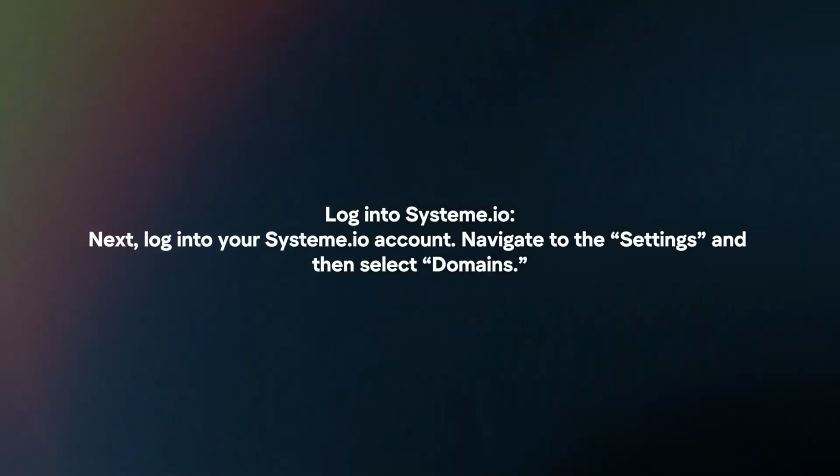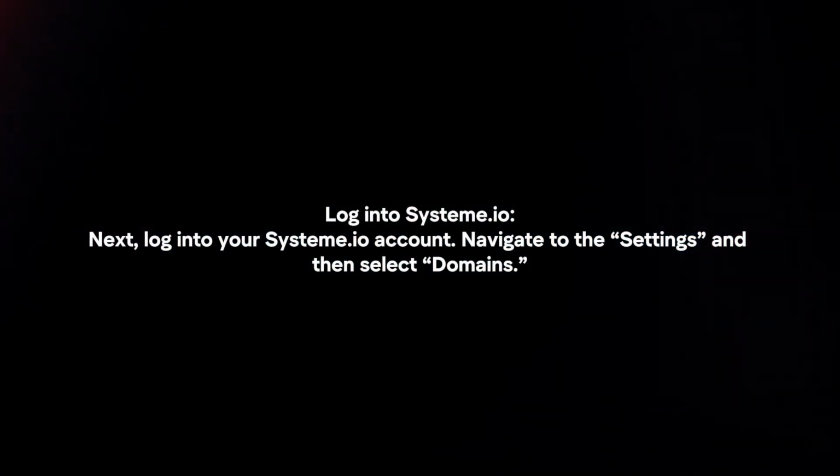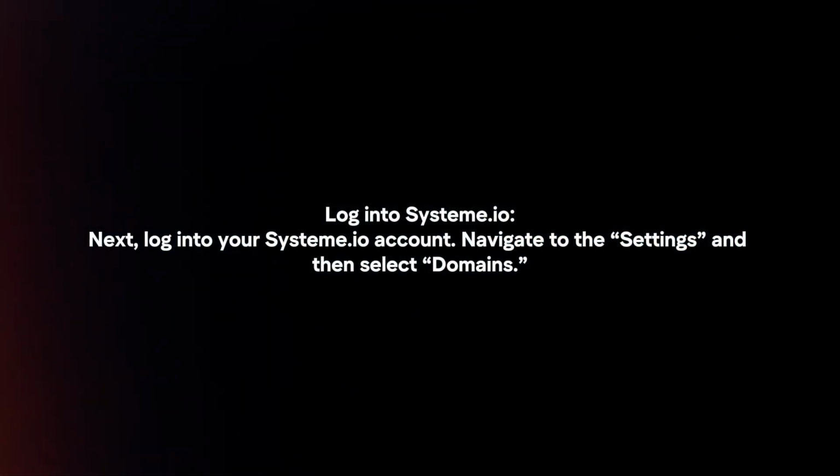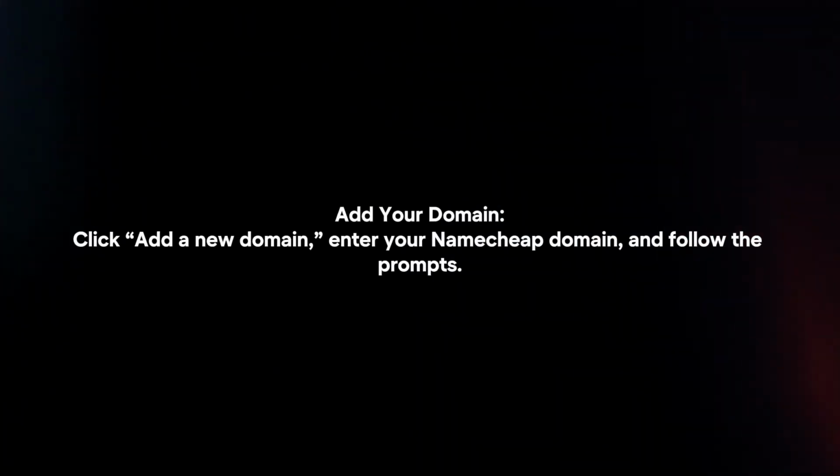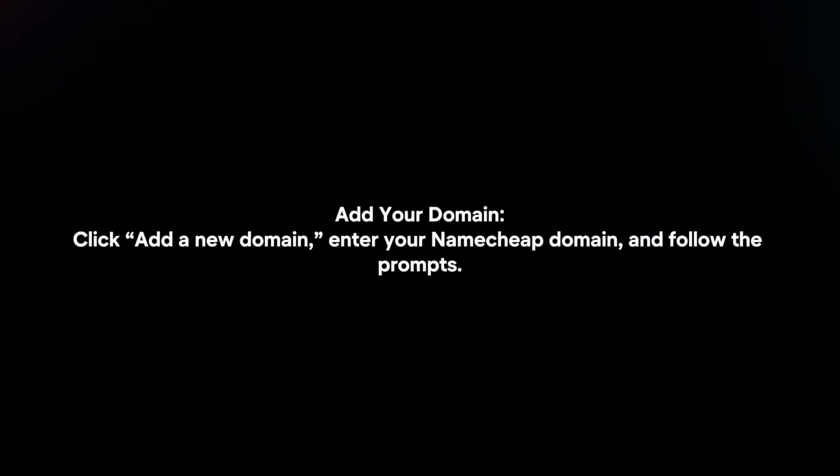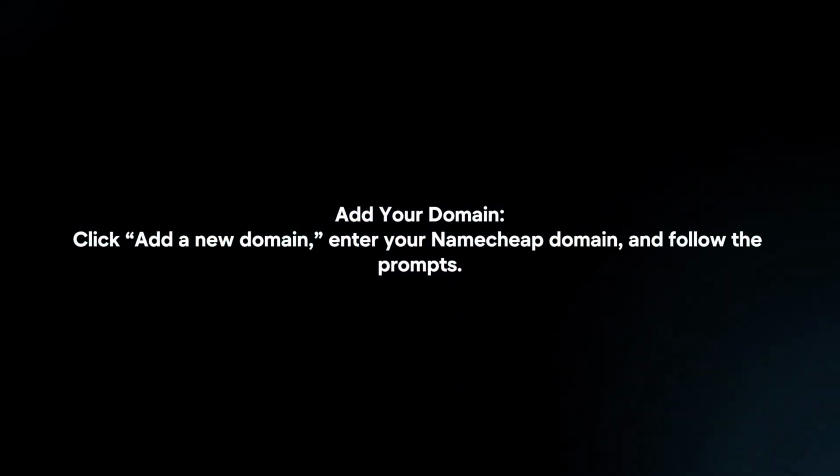Log into System.io. Next, log into your System.io account. Navigate to the settings and then select Domains. Add your domain. Click Add a new domain. Enter your Namecheap domain and follow the prompts.